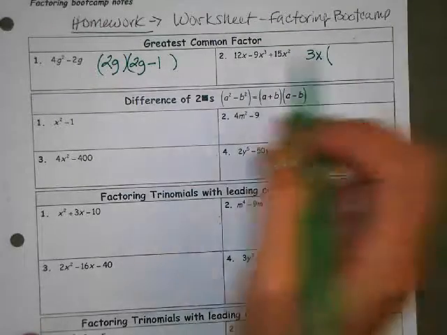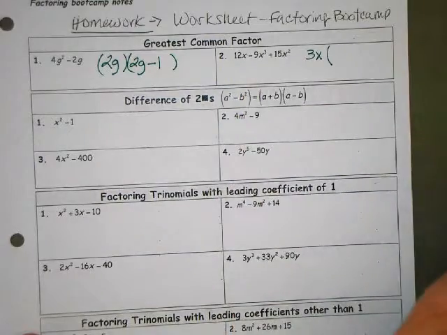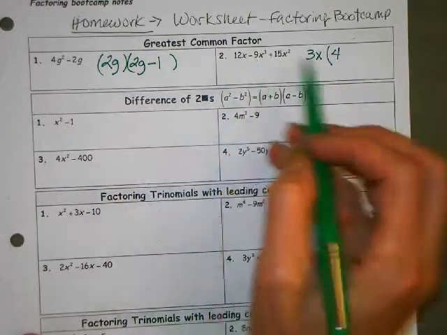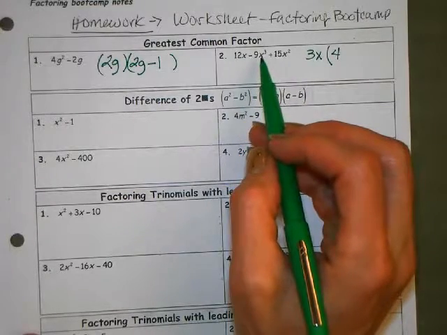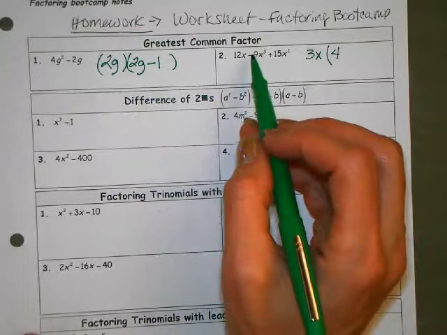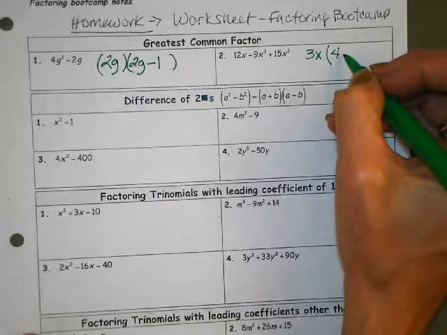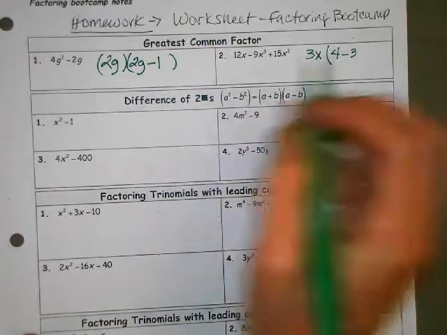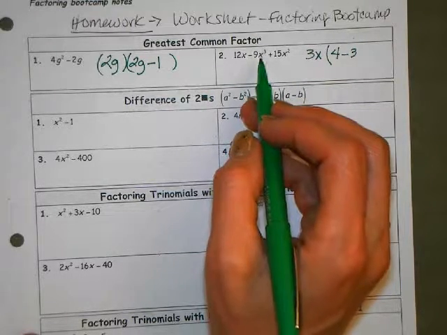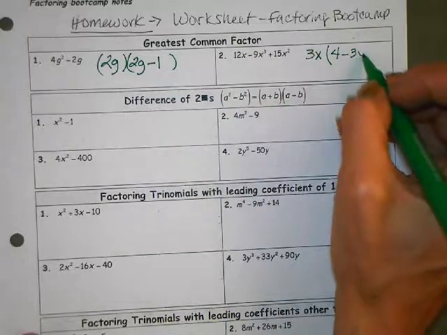Okay. So if I pull out a 3x, I'm going to look to my 12x. What would I need to multiply 3x by to actually make it equal 12x? 4. If I pull out a 3x, I have negative 9x cubed. What would I need to multiply 3x by to make it negative 9x cubed? I'd have to have a negative 3, right, because that will give me a negative 9. And then how many x's would I have to multiply by? X squared.